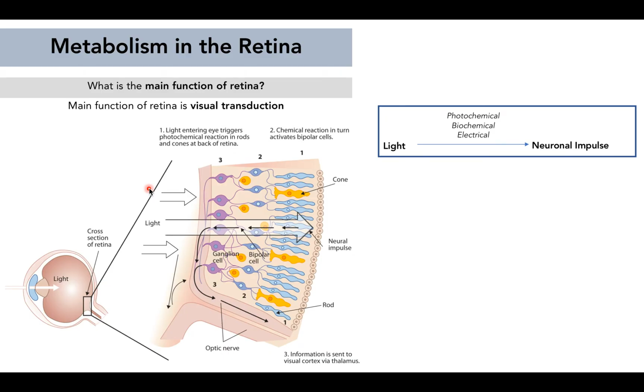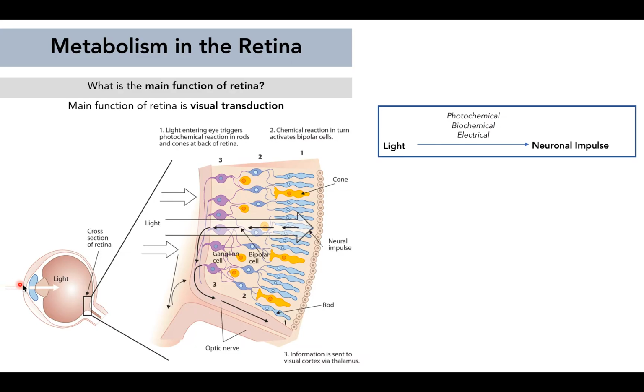So we know that the lens and the cornea have a main function of staying clear in order to diffract light, whereas the retina itself has a main function of visual transduction. So this is the light entering the eye. Once it crosses the clear cornea and the clear lens, then it will be diffracted and hit the retina. And as you can see, this is a physical process.